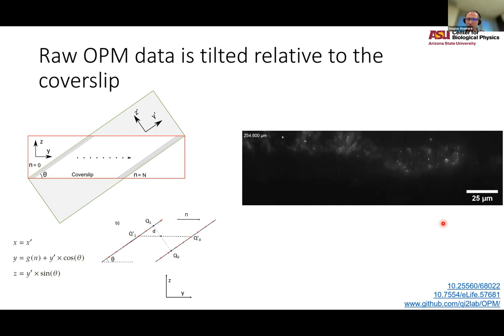It's tilted relative to the cover slip. So here we're sweeping a piece of tissue through it. We're doing this by moving the stage at a constant speed. Each of the dots represents an RNA molecule.